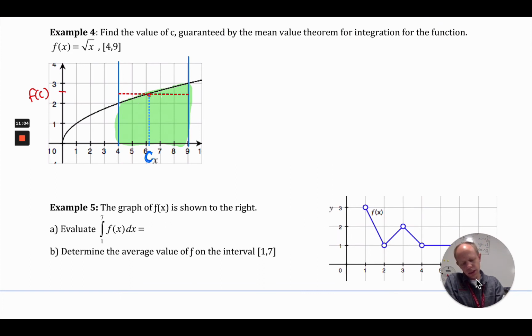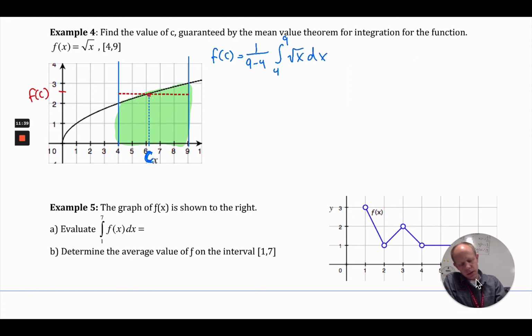Okay, so which c value gives us the average value is what we're essentially saying there. So it looks like we're a little bit over 6, estimating where that is. So let's go ahead and calculate this now. What we want to do is find f at c, and that's going to be 1 over b minus a, so 9 minus 4, times the definite integral from 4 to 9 of my function, the square root of x, with respect to x.